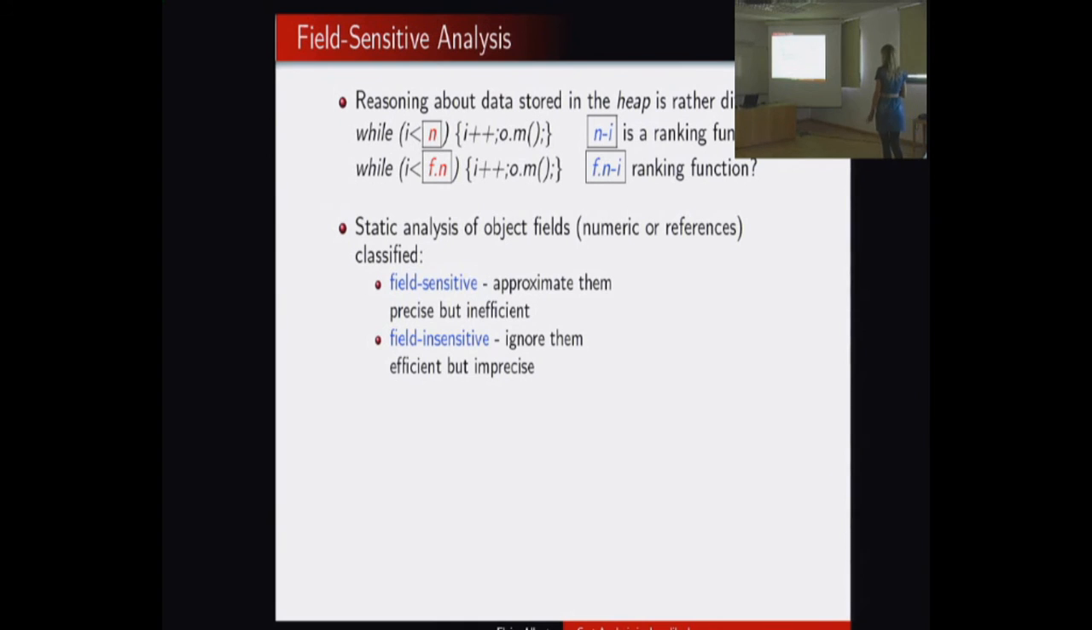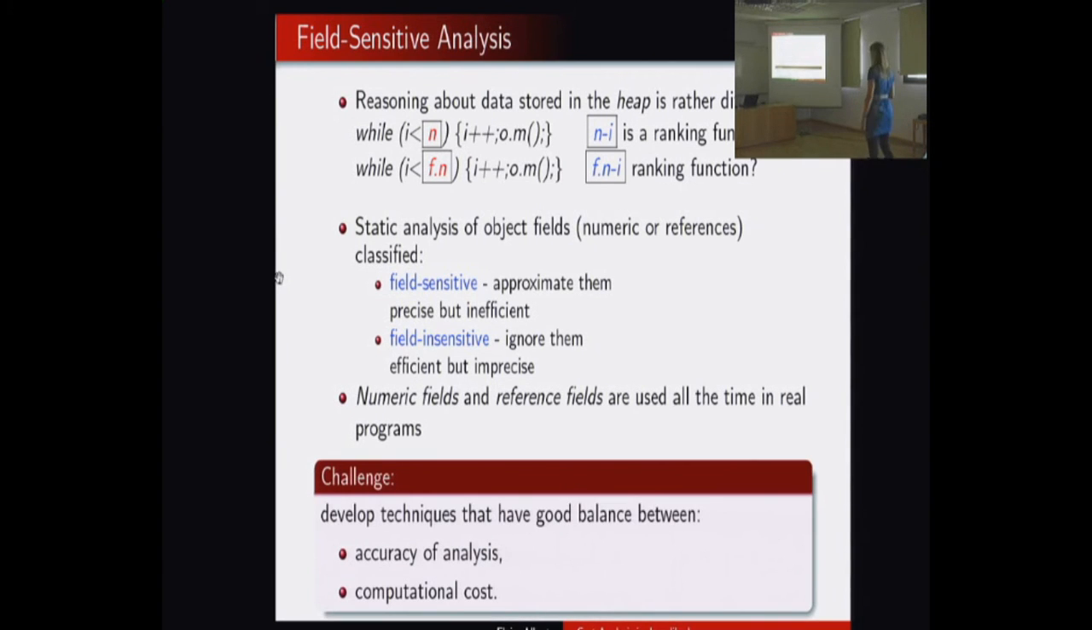And this is the most precise option, of course, but it's often inefficient in practice. And so, in practice, many analyzers are field insensitive. Costa was field insensitive in the beginning. And we said, okay, we have to ignore the global memory because otherwise the analysis becomes too expensive. The problem is that numeric fields are used all the time in object-oriented programs, so ignoring them can be too imprecise, unacceptable in practice. And the challenge, in our view, is to develop techniques that achieve a good balance between the accuracy of the analysis and the computational cost.